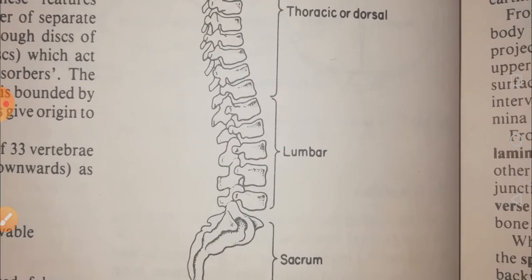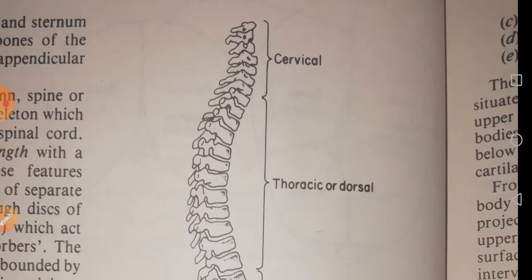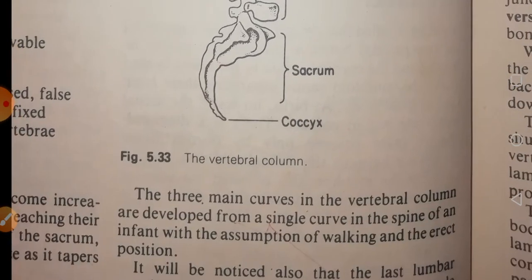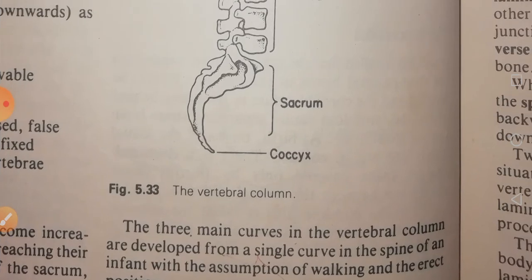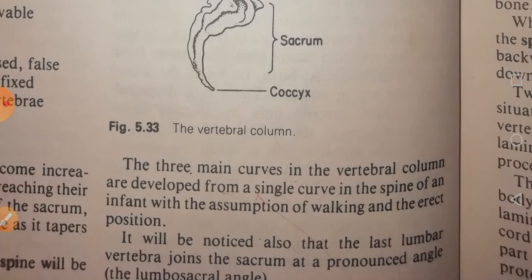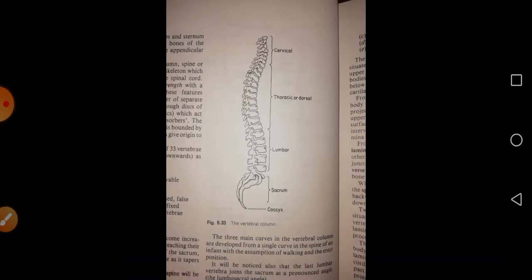So this is the cervical. Once again I want to show you this: cervical, thoracic, lumbar. The intervertebral disc is the continuation of the articulation and attachment of the lumbar, sacrum, coccyx. This is the overall vertebral column. The three main curves in the vertebral column develop in the spine of an infant with the assumption of walking and erect position.